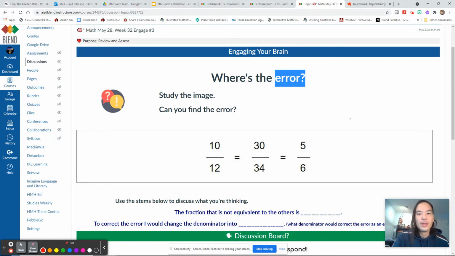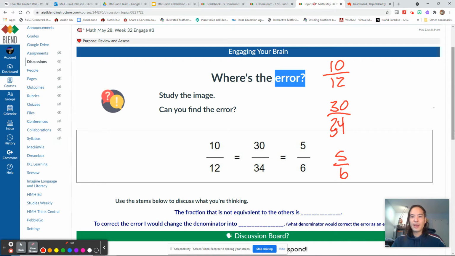All right, so let's take a look at this. We have 10 twelfths. We have 30 34ths. Oops, that's a 3. And then we have 5 sixths. All right, so let's figure out which one of these does not match with the rest of them. A couple things we can do is look at our fractions and see if one would turn into the other pretty easily. So 5 sixths and 10 twelfths.